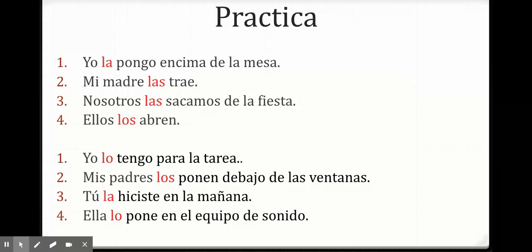So here's what it's going to look like. Yo la pongo encima de la mesa. Mi madre las trae. Nosotros las sacamos de la fiesta. Ellos los abren. Yo lo tengo para la tarea. Mis padres los ponen debajo de las ventanas. Tú la hiciste en la mañana. Ella lo pone en el equipo de sonido.